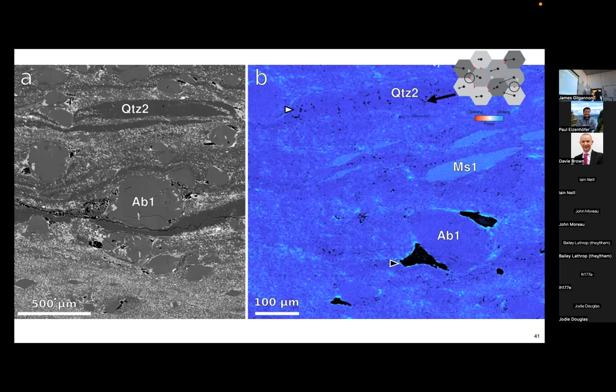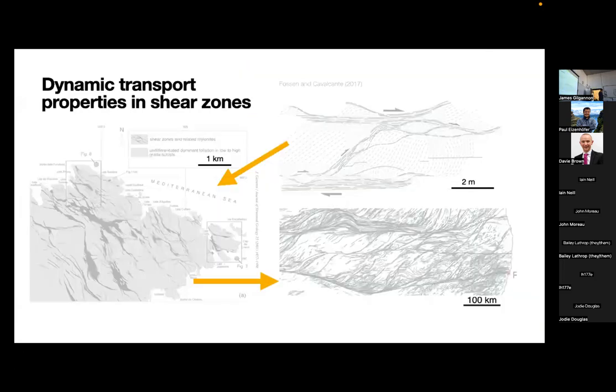So when you start to think about these large scale systems, we have to maybe start as a community opening up to the possibility that despite being at mid-crustal depths, there is some kind of dynamic connectivity through the scales, through these massive network shear zones.